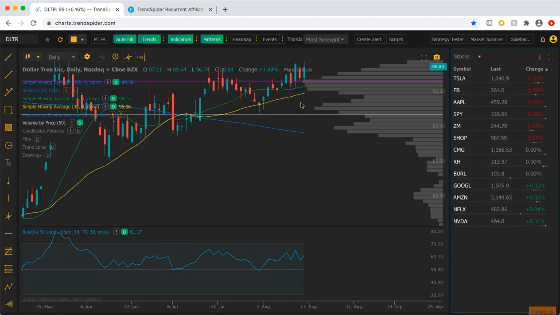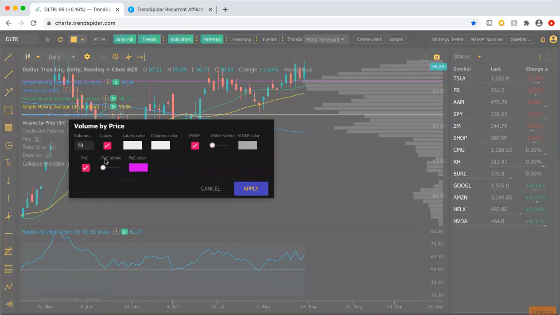So the green and the yellow is the 14 and 30 SMA. So here's the 14 right here, the green. The 30 is the yellow. The volume by price is these bars on the side. This part right here, I will show you so you can see. Here is the point of control, which is the purple, and the VWAP, which is the gray one.